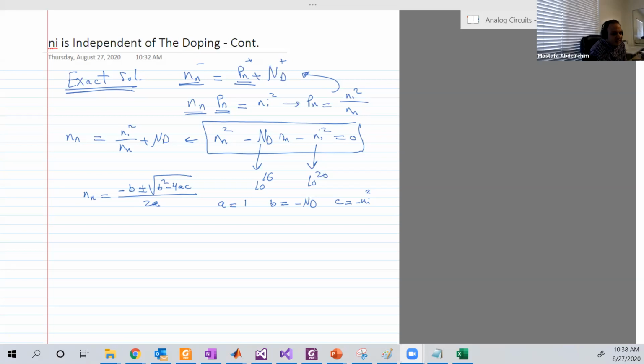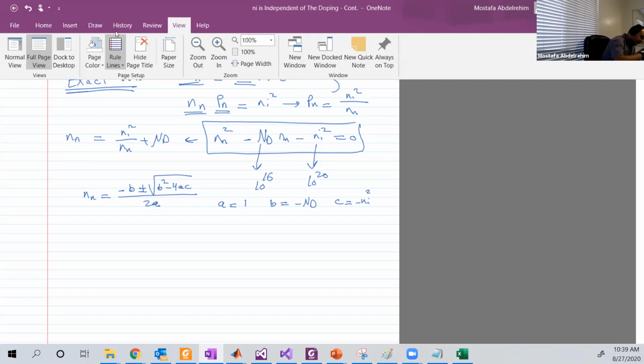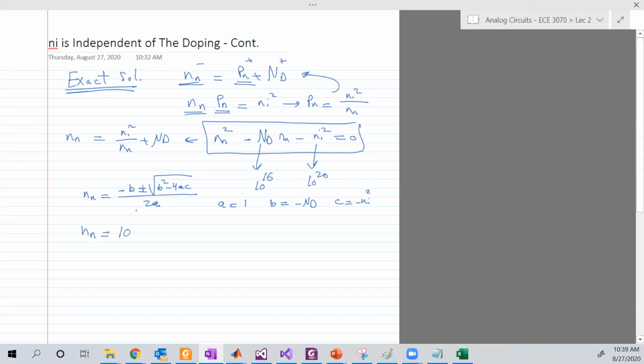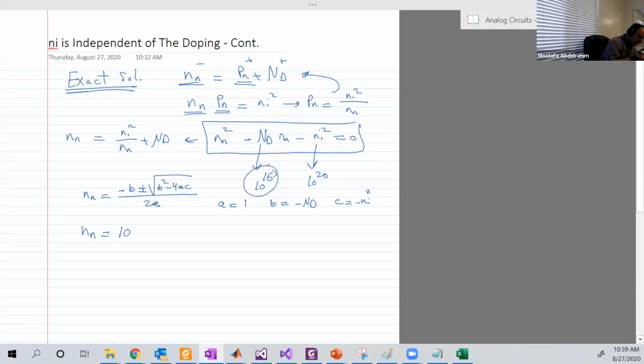What is Nn? 10 to the power 16. Right. Yes, that gives you exactly the first answer, 10 to the 16. And of course, if you substitute in here, you will get Bn equal to 10 to the power 4. Just do it again.